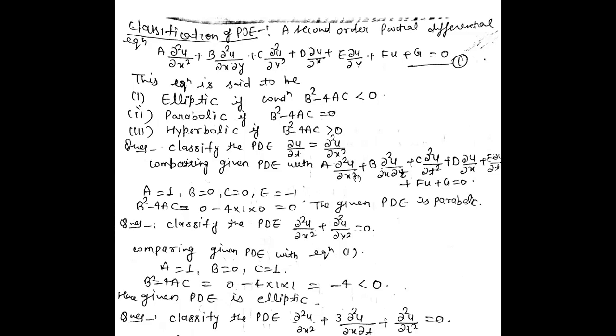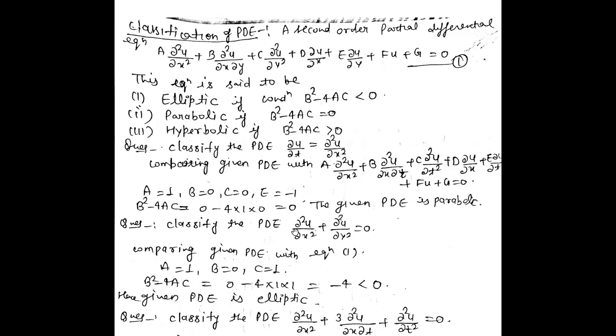So what will we have if we compare this equation with this one? Then you can see that A is equal to 1, B is 0, C is 0, E is equal to minus 1, and D, F, G. There is no role of D, E, F, G, but we need to calculate A, B, C. So find b square minus 4ac. B is 0, so 0 minus 4 into 0, that means 0. The given PDE is parabolic. We can say that the second condition is satisfied, and the second condition is parabolic. So our PDE is parabolic, right?